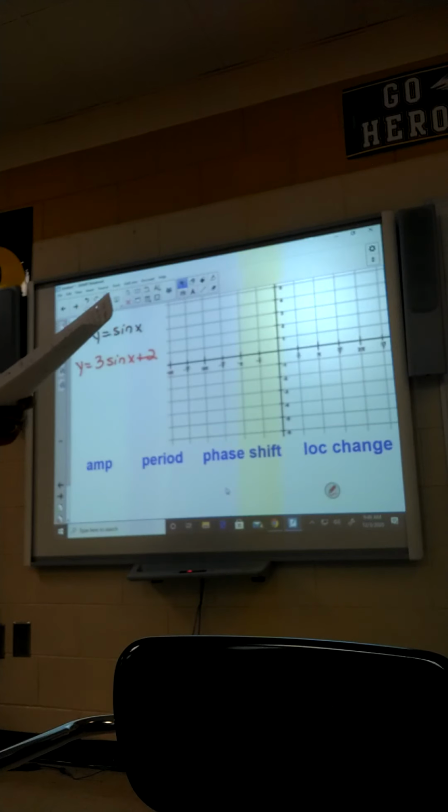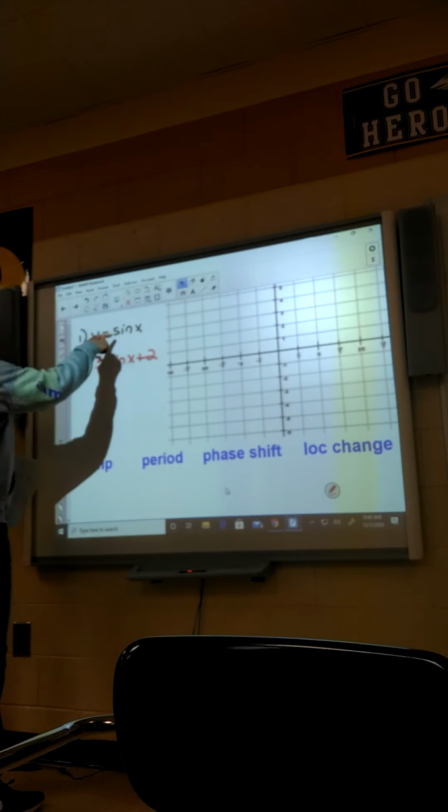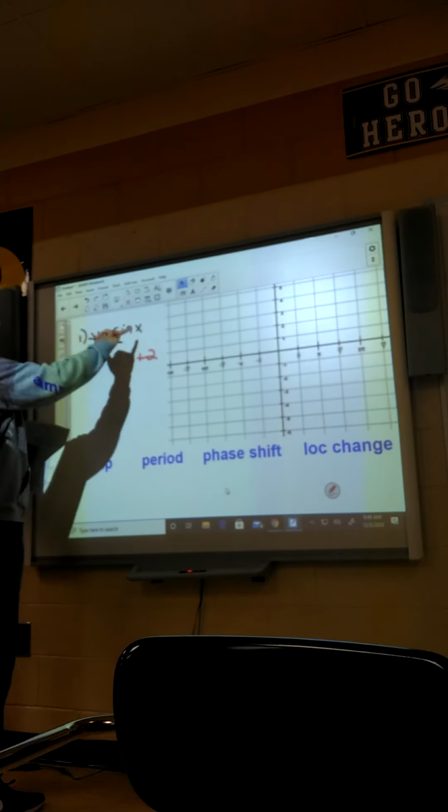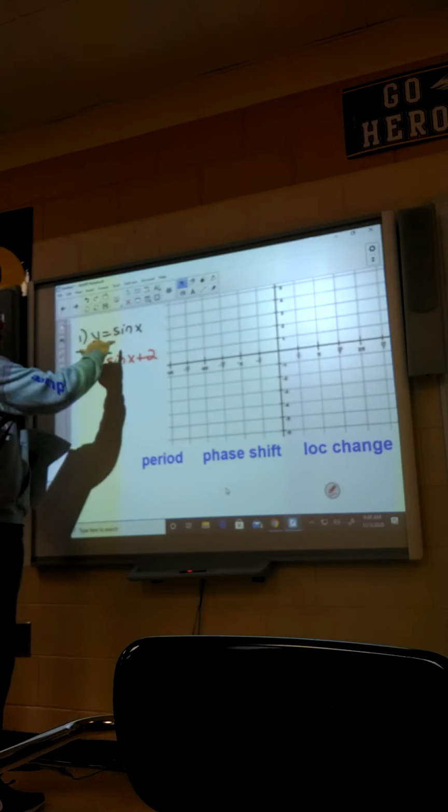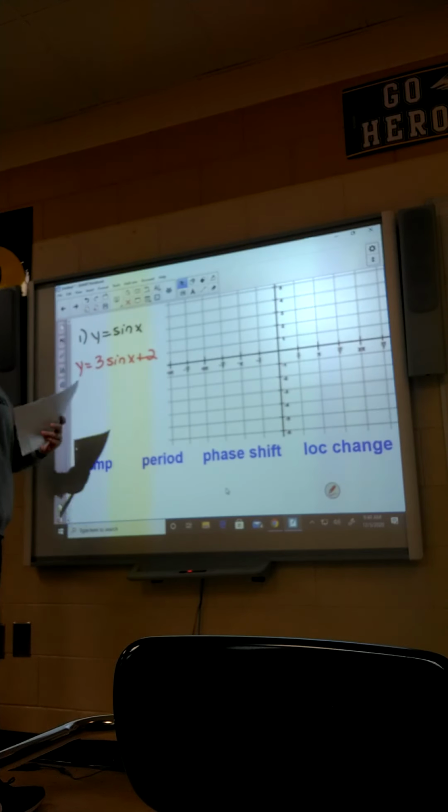We are now graphing trig functions. Okay? So y'all have to memorize what sine x looks like. The first one is the basic one, the standard graph for sine x. The second one you're going to have to make some changes to.